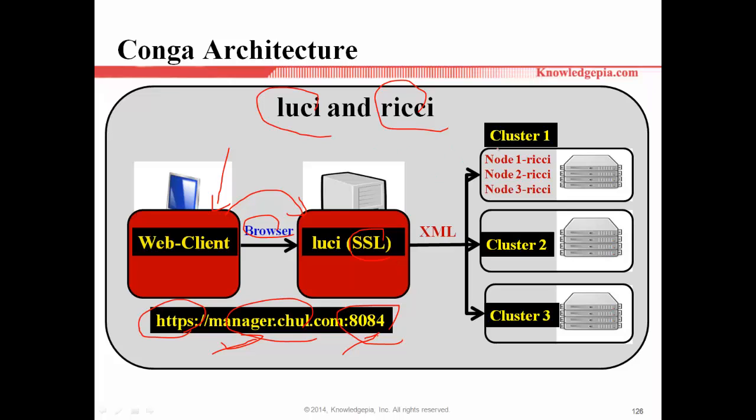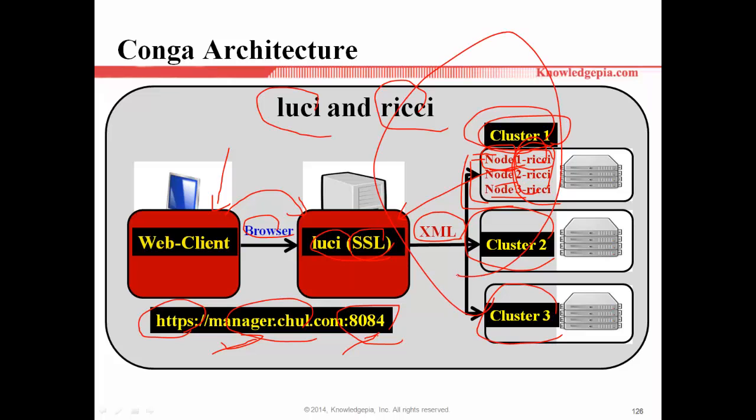And in case of the clusters, okay, here, cluster 1, cluster 2, and so on. And each cluster will have cluster nodes. In my case, I will use node 1, node 2, and node 3. And each node must have ricci. And this ricci will communicate with luci using XML. So the managing host must have luci working well, and the clustering hosts, node 1, node 2, node 3, must have ricci. So using luci and ricci, we can create this kind of clustering.